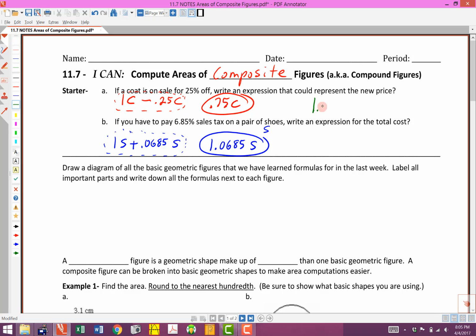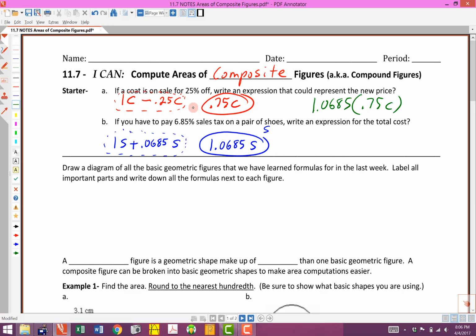We're going to pay 100.0685, okay? So 106.85% of this cost right here. So I'm going to put that in parentheses, 0.75 times C. Now, we haven't done any problems like that, but hopefully that's not too big a stretch.